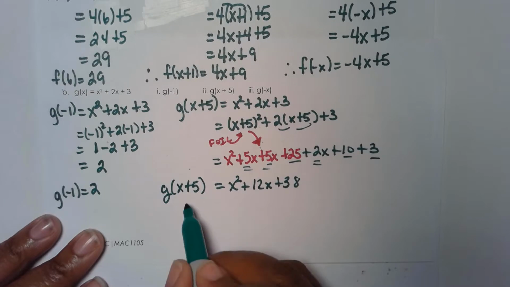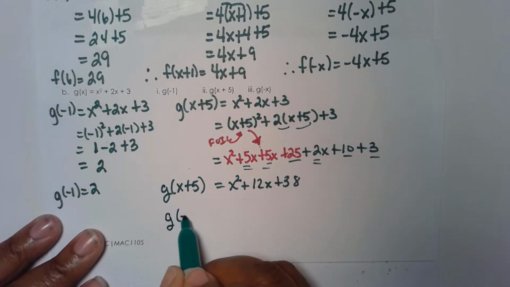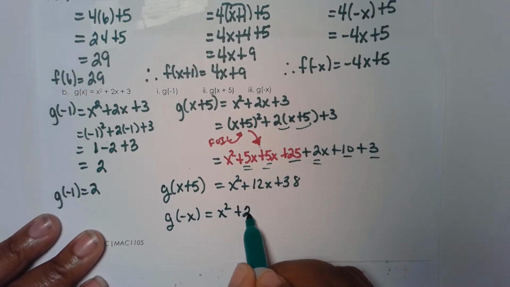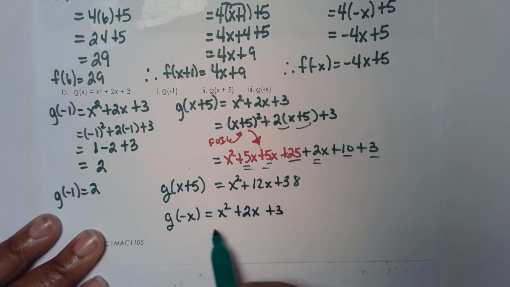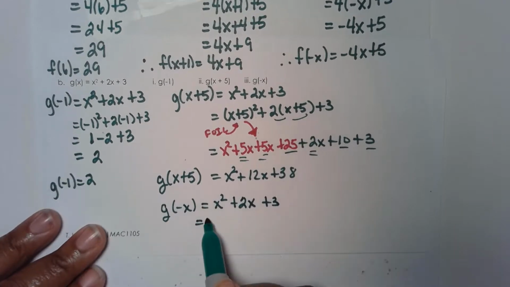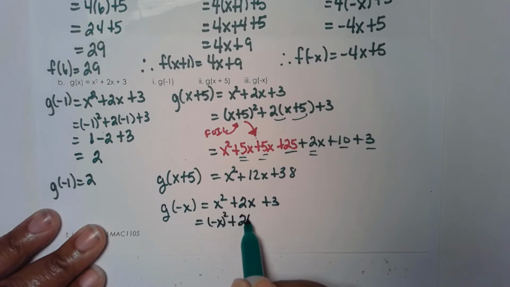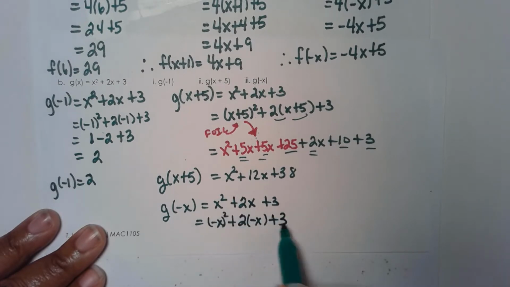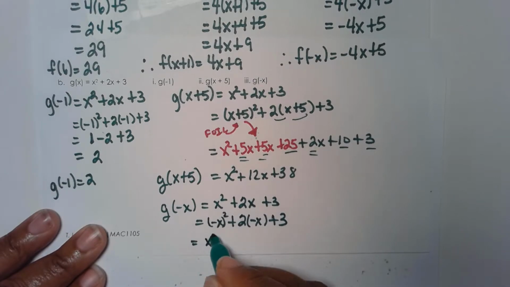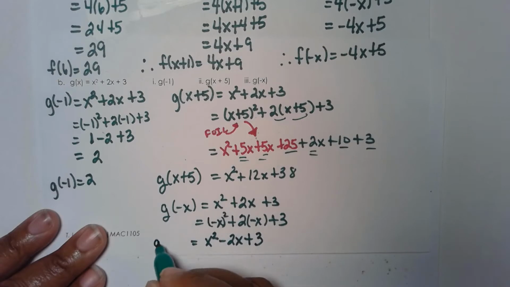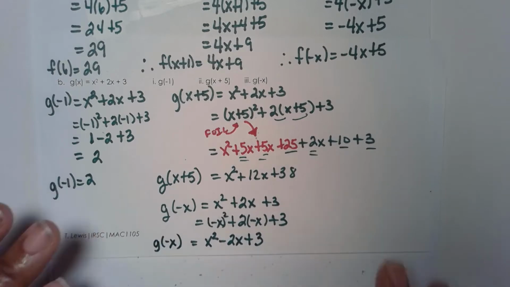And then the last one, g of negative x. So wherever we see x, we're going to plug negative x in. So you have the quantity of negative x squared plus 2 times negative x plus 3. The quantity of negative x squared will be positive x squared. 2 times negative x, that's negative 2x. And then we have plus 3. So this is our g of negative x. There we go.